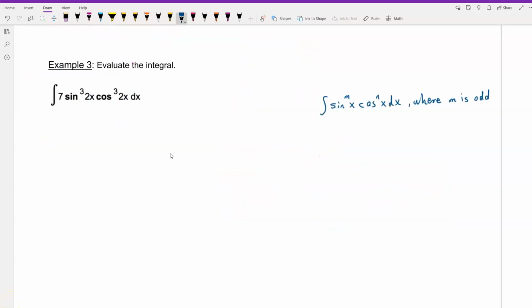Evaluate the integral of 7 sine cube 2x cosine cube 2x times dx. So what we have here on the spot is using the integral of sine to the m power times cosine to the n power times dx, and in this case m is odd. We're going to use m as 2k plus 1, and then use sine squared equal to 1 minus cosine squared.